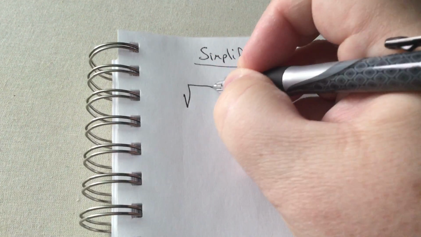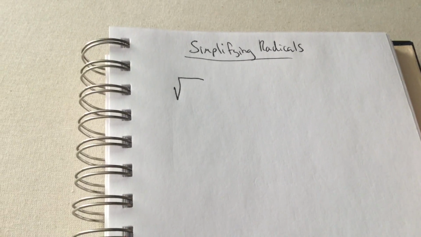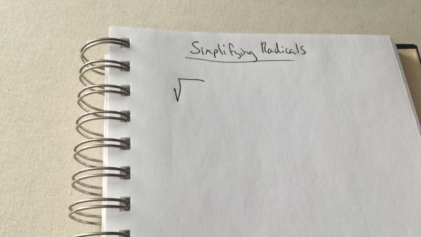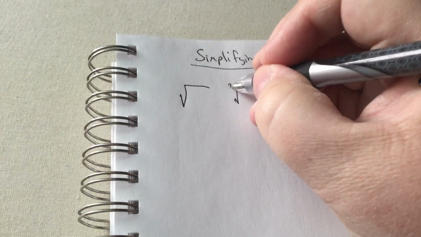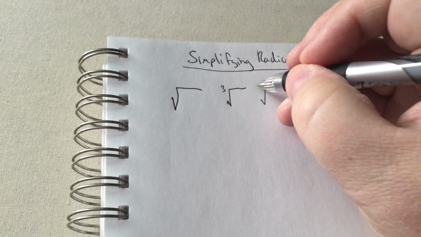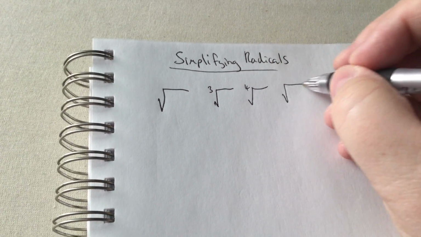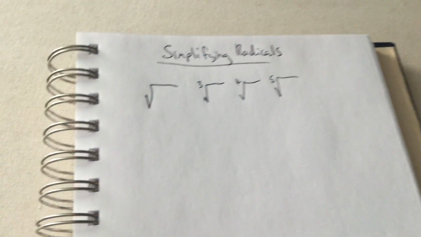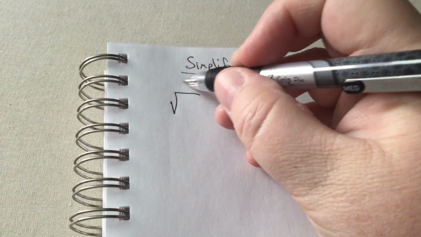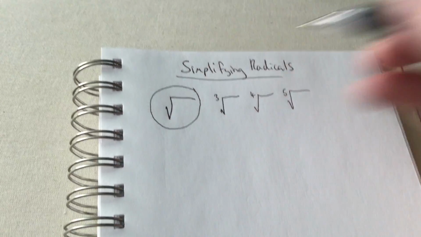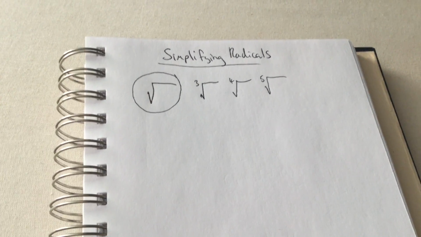What is a radical? This is a radical, which you would probably at this point call the square root sign. But remember, there are other versions, right? This is a cube root. That's a fourth root. That's a fifth root. But for right now, for this week, we're only going to talk about these guys. Make things a little bit simpler.